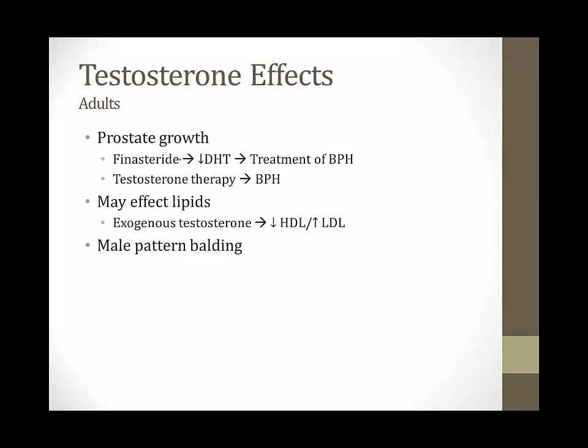So what are some of the effects of testosterone in adults? Well, first of all, testosterone and androgens in general can drive prostate growth. And we mentioned earlier how the drug finasteride decreases the production of DHT from testosterone, and that's used as a treatment of BPH, or benign prostatic hyperplasia. And I talk about this in the reproductive video on the prostate gland. In addition, men who take testosterone therapy for any reason often develop BPH as a consequence of therapy.